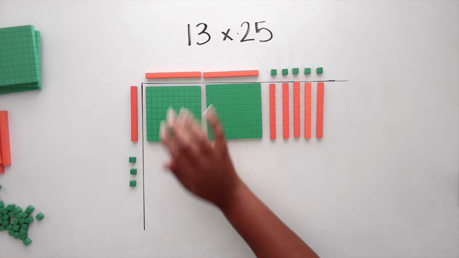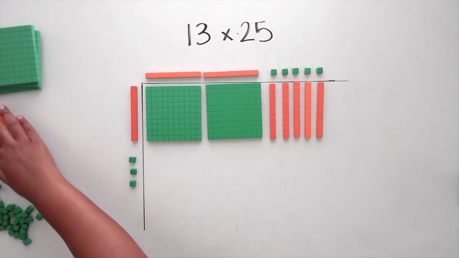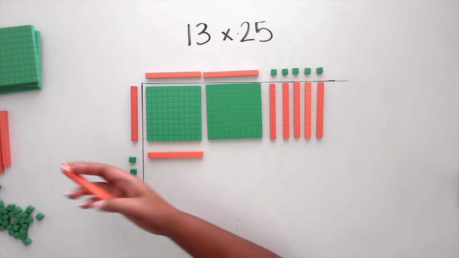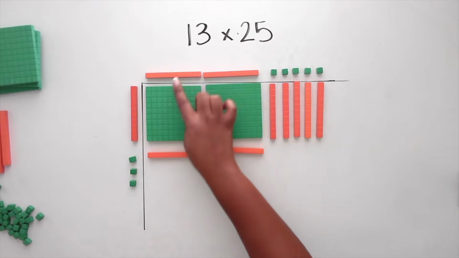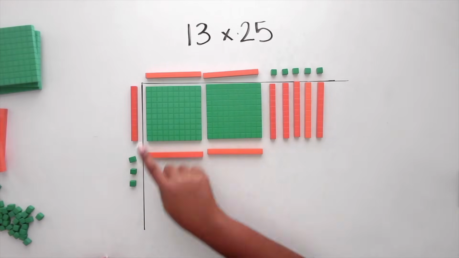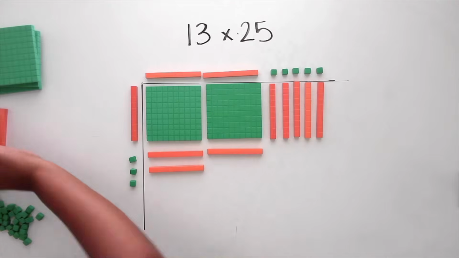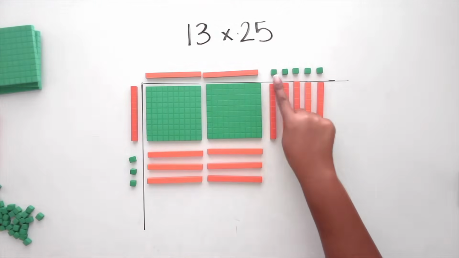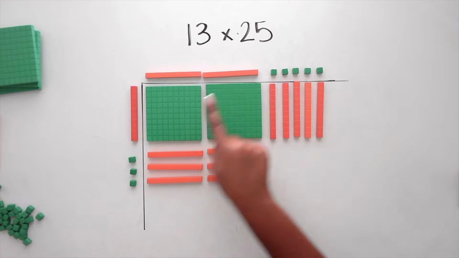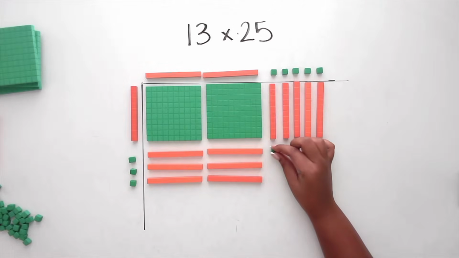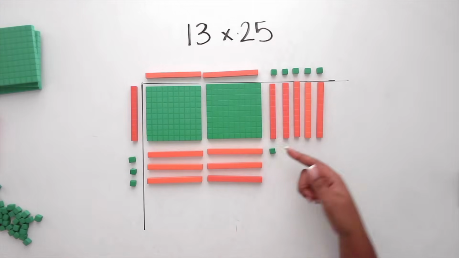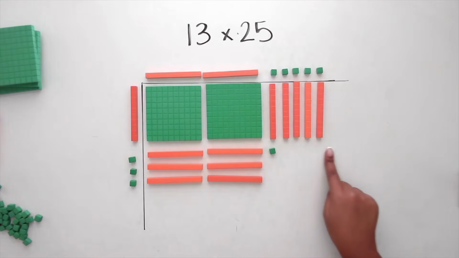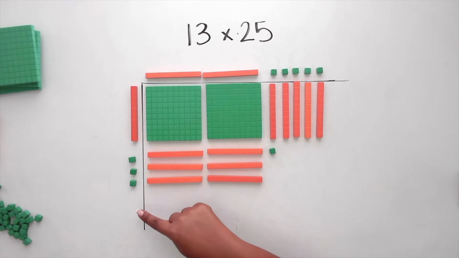3 times 20 equals 60 because 1 times 10 equals 10, and I'll do that each time I multiply 1 by 10, a total of 3 times for both 10s. 3 times 5 equals 15 because 1 times 1 equals 1, and I'll do that each time I multiply 1 by 1, a total of 5 times for each of the 3 rows.